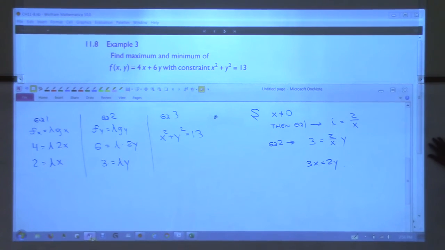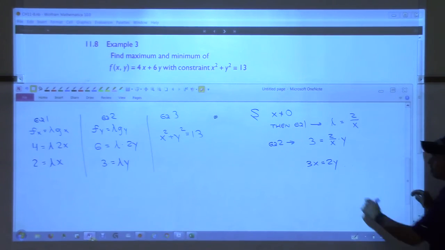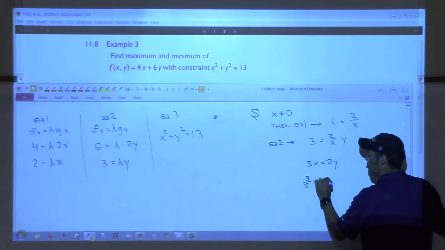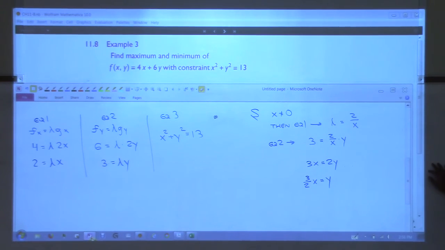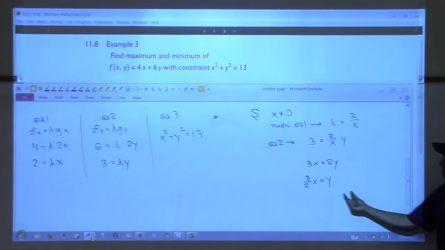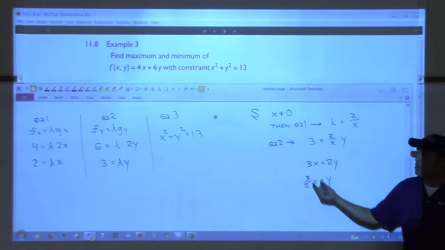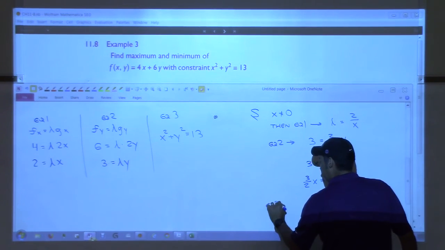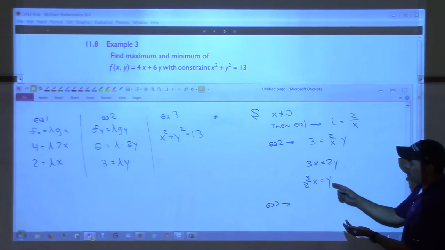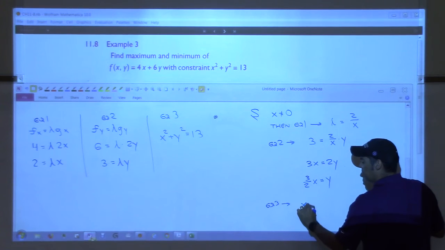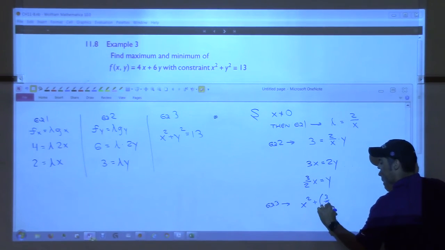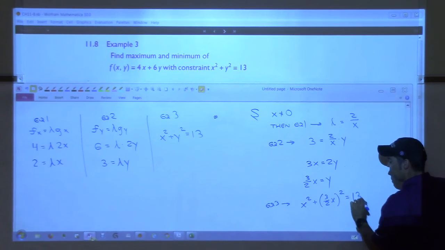All right? Now what? You want to get y by itself? Okay, 3 halves x equals y. That's all legitimate. Yeah, let's use equation 3 now. We have a relationship between x and y now. Let's go to equation 3 and replace y with this. So we'll have x squared plus y, but y is 3 halves x, squared must equal 13.